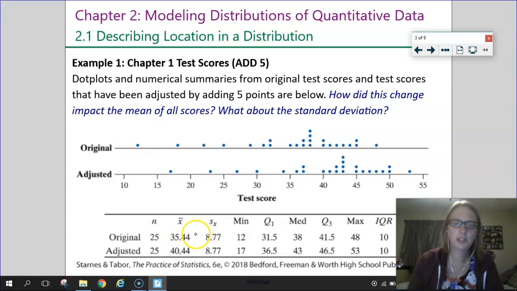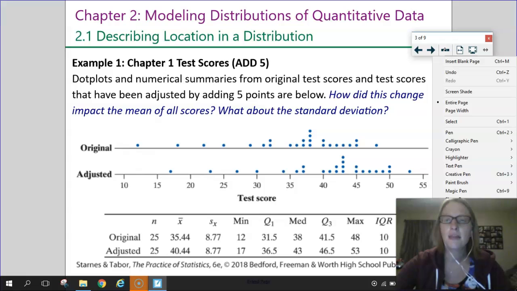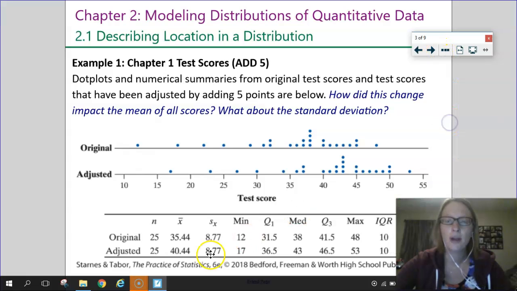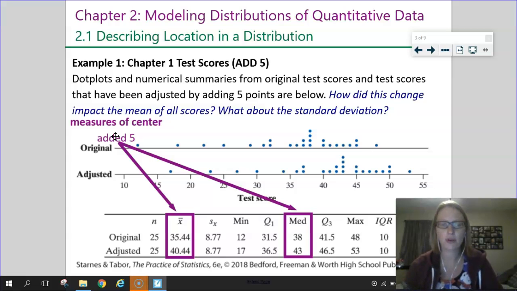So in general, what we should be observing here is that when I increased each data value by 5, the mean, the median, and all of the individual points themselves also increased by 5. So what I would write down for this example, example number 1, is that when I added 5 to each test score, the measures of center also added 5. They went from 35 to 40, or the median went from 38 to 43. And I can see that shift visually on my dot plots where the mean and median look like they're in one spot in the original and then shift upwards by approximately 5 in the adjusted.